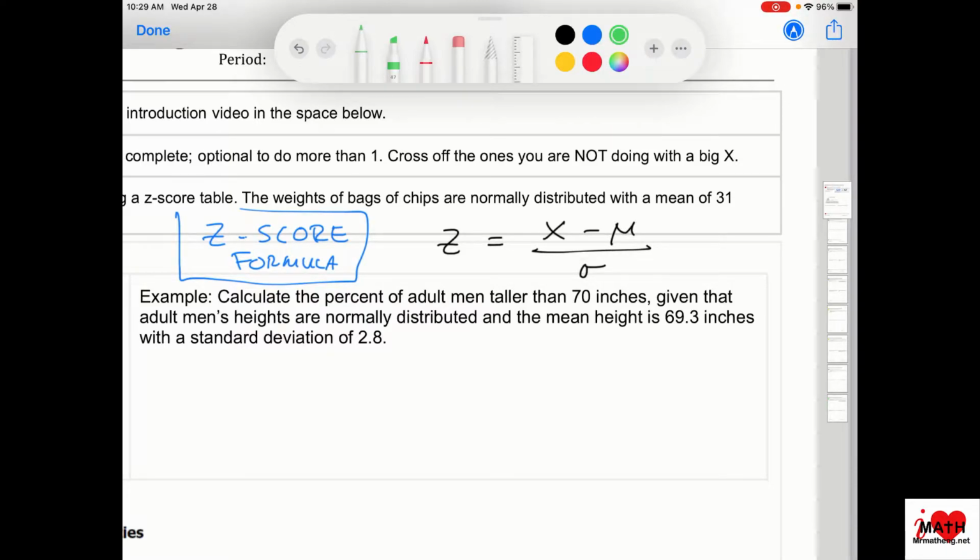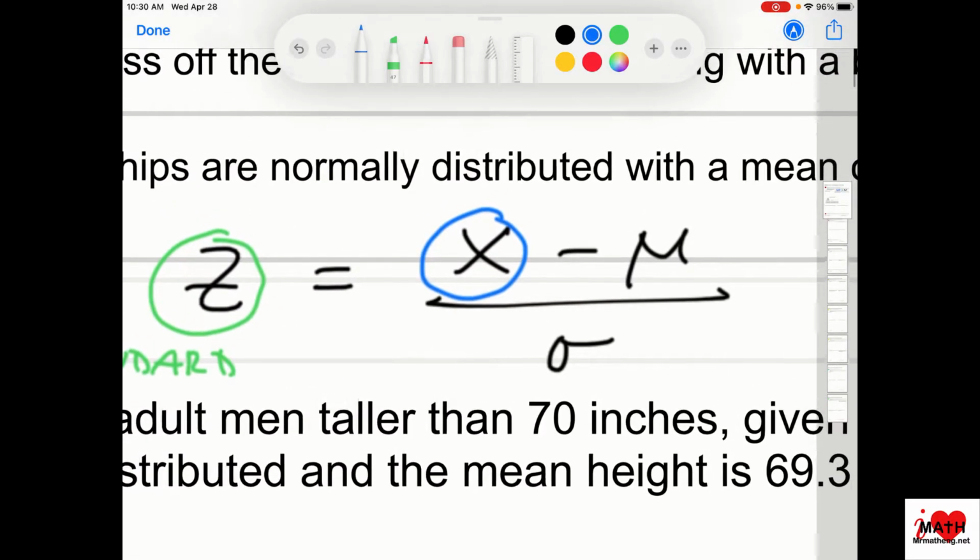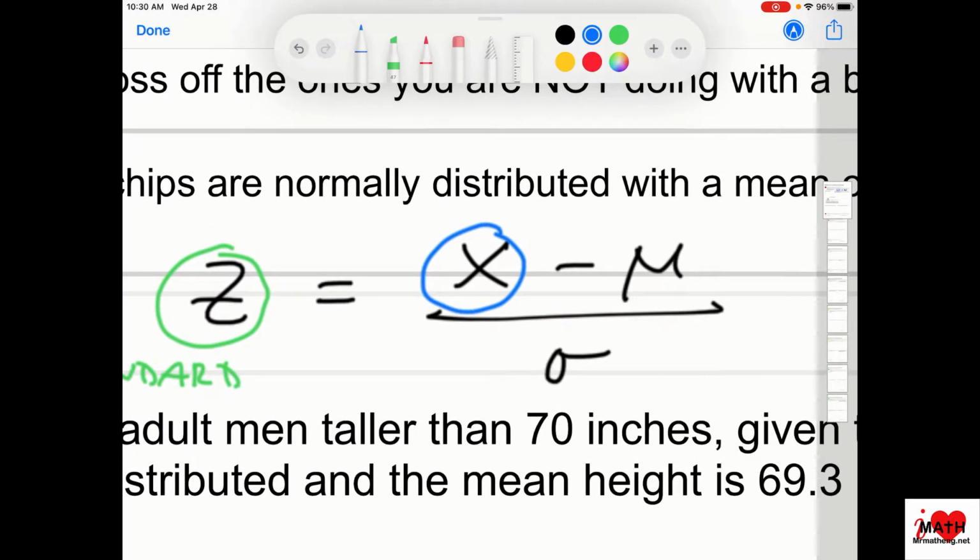So let's go ahead and annotate each of these. The z here means this is called a standard score. For example, if you take the ACTs and ACTs, you want to know which one you've done better on. Okay, this x here represents the observed value.